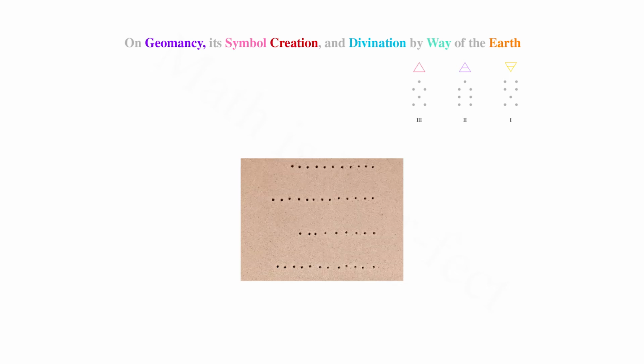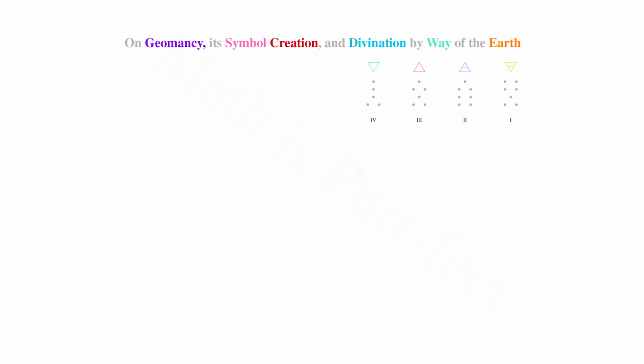Finally, the fourth mother is created with 11 dots in the first row, hence 1 on the symbol, 13 dots in the second row, hence another 1 on our symbol, 9 dots in the third row, yielding 1 on our symbol, and finally 12 dots in the fourth row, giving us 2 on our symbol. Hence the fourth mother is Cauda Draconis, dragon's tail, a symbol of water. From these 4 symbols, all others in our divination are generated.